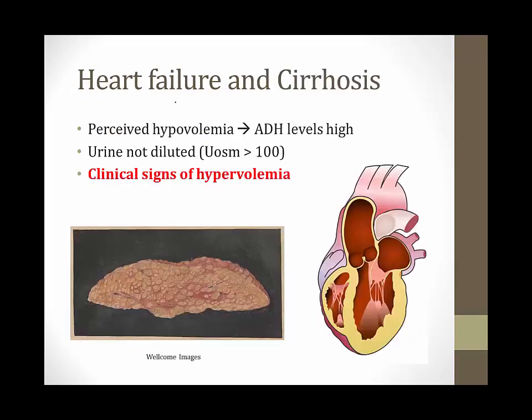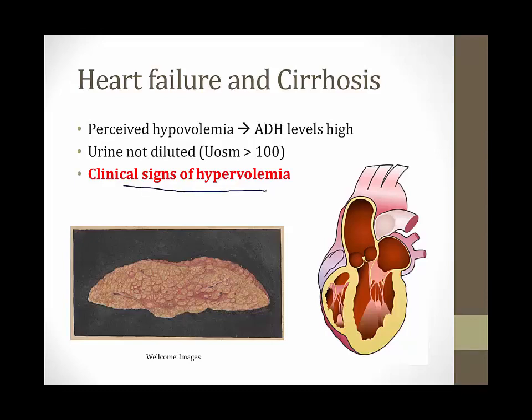The first two causes of hyponatremia are heart failure and cirrhosis. Now, in both of these disorders, patients are swollen. They have too much total body water. As you may know, in heart failure, patients can have lower extremity edema and swollen neck veins and pulmonary edema. In cirrhosis, patients can have ascites and lower extremity edema as well. So in both of these conditions, there are clinical signs of hypervolemia.